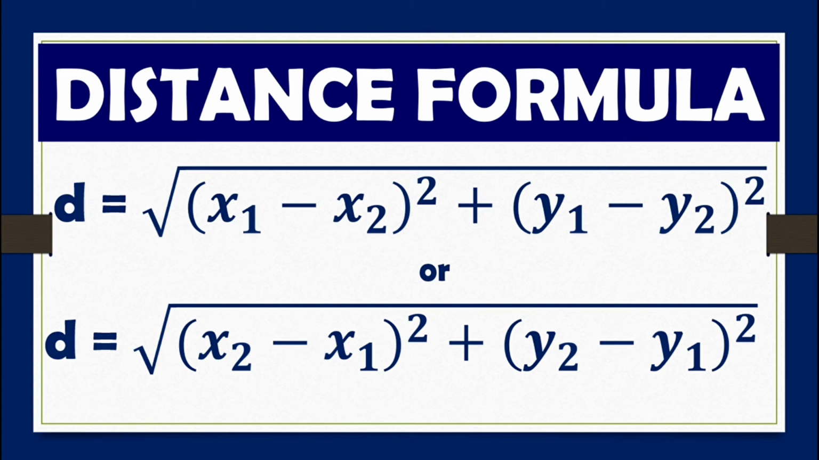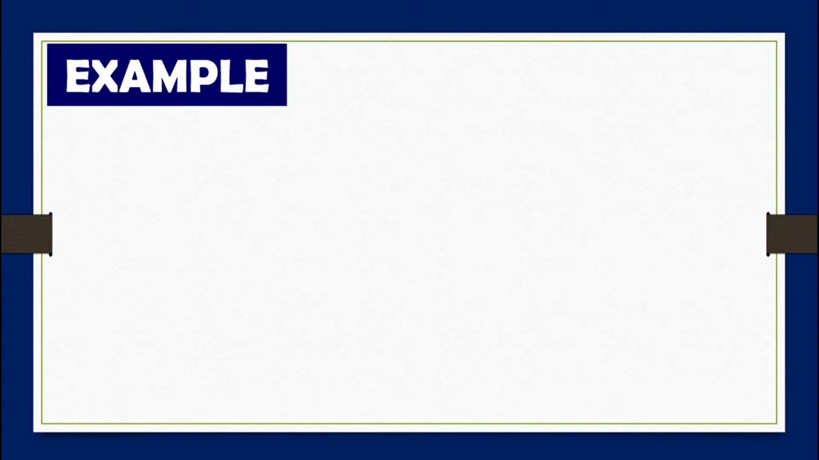This is our distance formula, represented by distance is equal to the square root of the quantity x sub 1 minus x sub 2 squared plus the quantity y sub 1 minus y sub 2 squared. Or we can write in the form distance is equal to the square root of the quantity x sub 2 minus x sub 1 squared plus the quantity y sub 2 minus y sub 1 squared. Let's try to have an example.